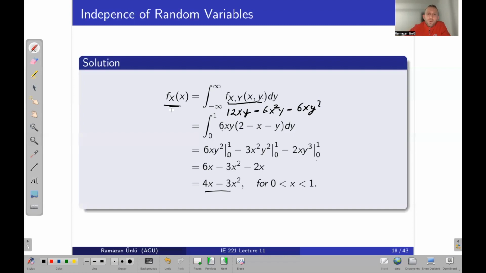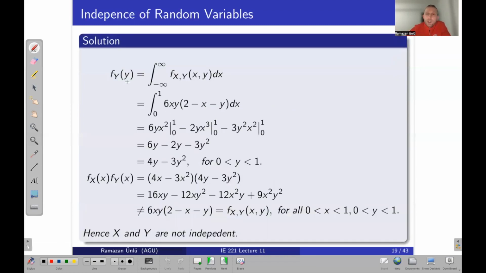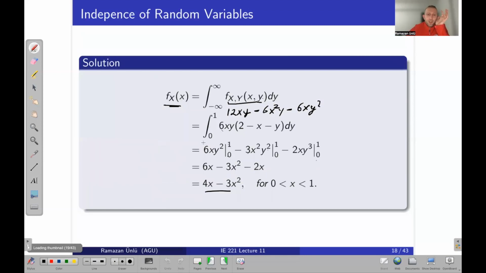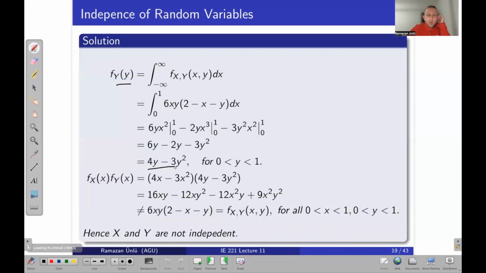I will do the same thing for the marginal PDF of y, and this time I need to integrate the joint PDF with respect to dx. So y will be constant, and I will integrate the joint PDF for all possible x values. I will do the same thing here, so I will skip them. That's simple integration. And at the end, I will get 4y minus 3y squared. So I know the f of x, which I just calculated here, and I also know the f of y.